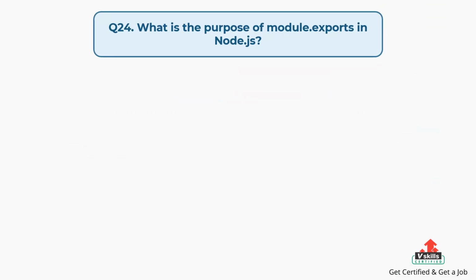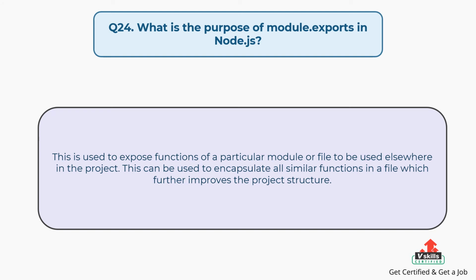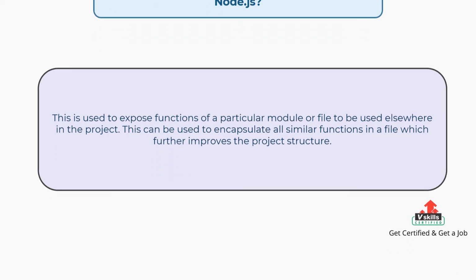Question number 24. What is the purpose of module exports in Node.js? The answer is: this is used to expose functions of a particular module or file to be used elsewhere in the project. This can be used to encapsulate all similar functions in a file, which further improves the project structure.